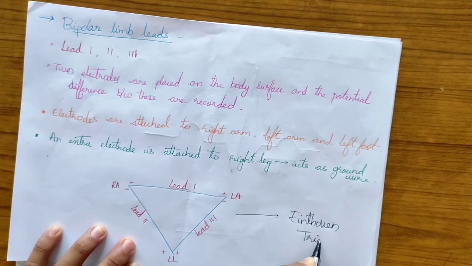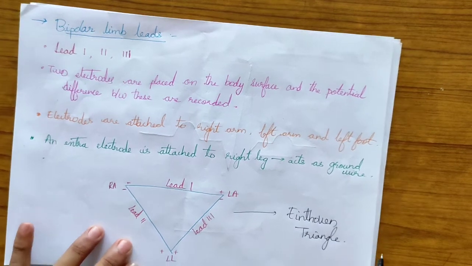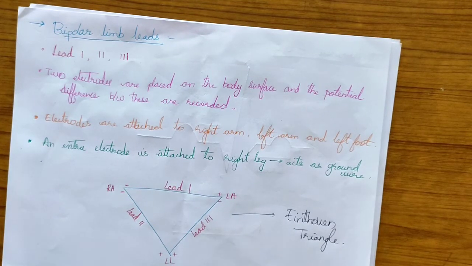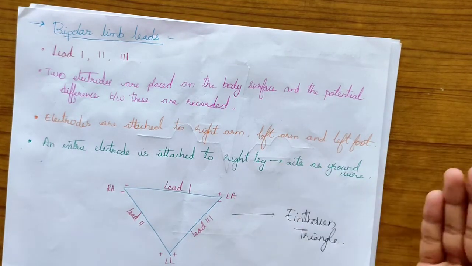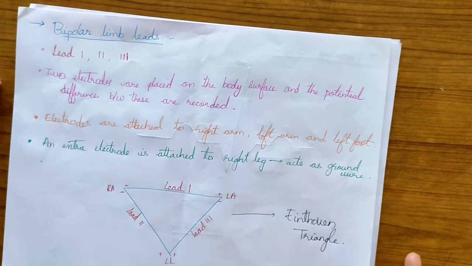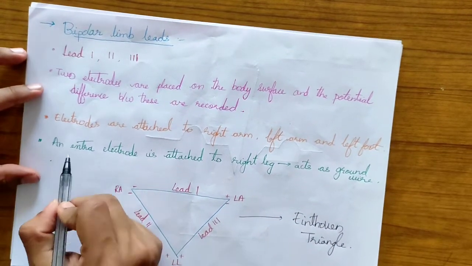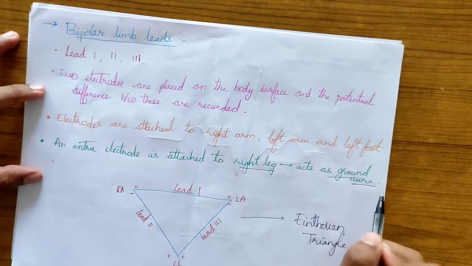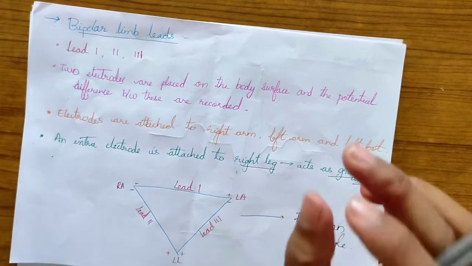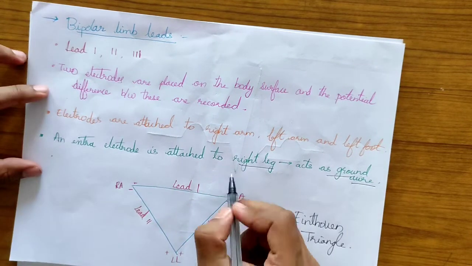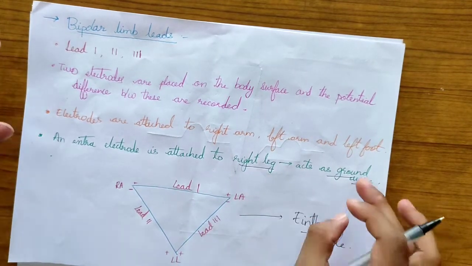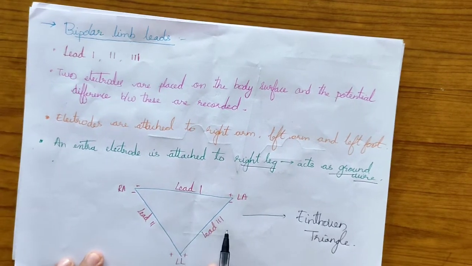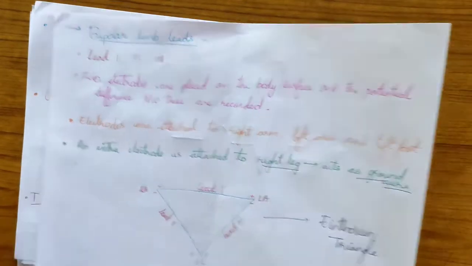This Einthoven triangle can be used for many purposes, like calculating the mean QRS axis, which I will be talking about in the next part of this ECG video. This is the first part of the ECG video. There is an extra electrode which is attached to the right leg. It acts as a ground wire. I have not shown it in this triangle, but there is an extra electrode attached to the right leg. So this is lead 1, lead 2 and lead 3. This is the Einthoven triangle.